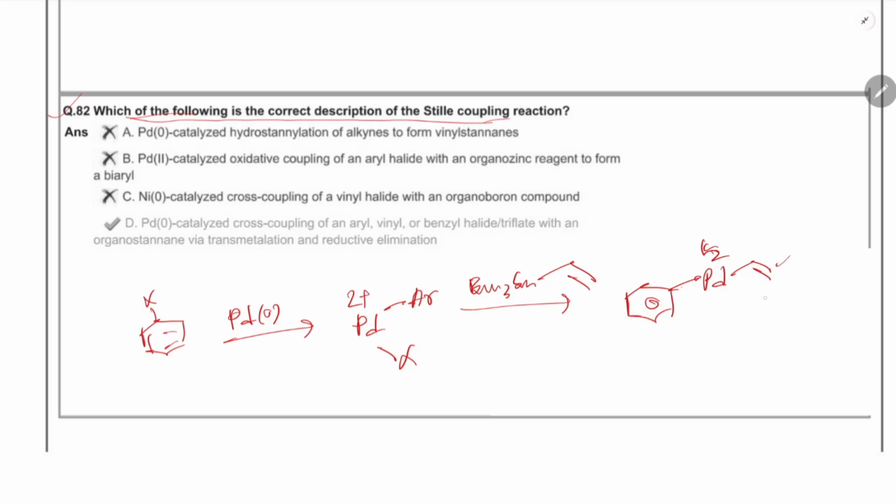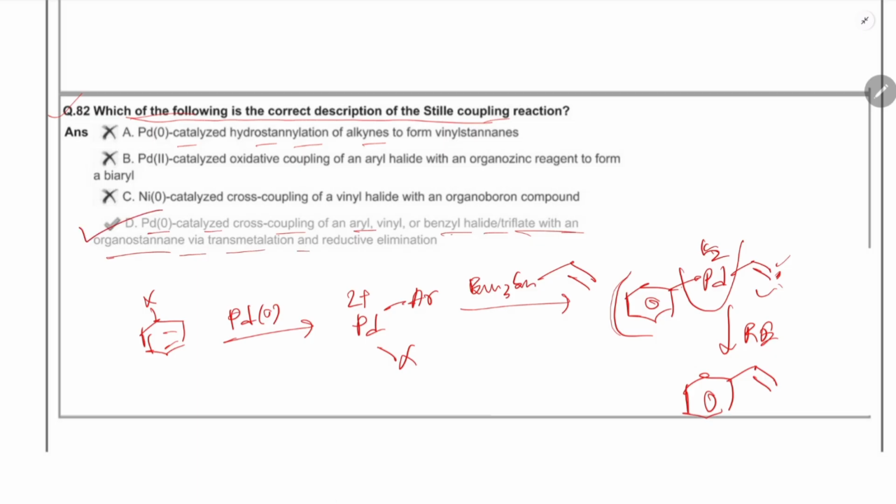After that it can do the cis-trans isomerization. Suppose here it is not precise. If there is any substituent, then with respect to this ring, whether this group is cis or trans becomes known. After that reductive elimination happens, this group will add up, and we get this product. So let's see the options. Palladium 0 hydrostannation of alkyne to the vinyl stannane? No. Palladium 0 catalyzed cross coupling of aryl, vinyl or benzyl halide or triflate with an organostannane via transmetallation. That is the correct answer. Option D is correct.